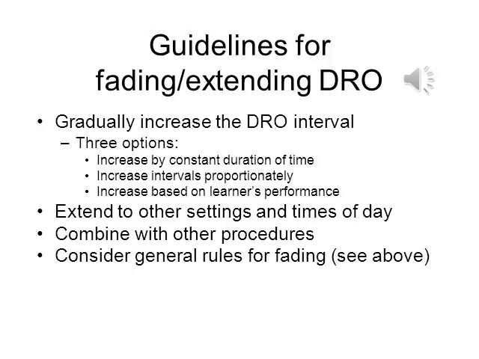There are essentially three options for fading or extending DRO. You could increase the duration of time for the interval or for momentary. You could increase them proportionately by 10% or 15%. That's just a way of increasing duration. Or you could increase them based on the level of behavior, when behavior gets to a certain level. You could extend DRO to other settings or times of day, start at one place and extend it, and so forth, and it can be combined with other procedures. But you're responsible for being able to articulate these ways to fade or extend differential reinforcement of other behavior.